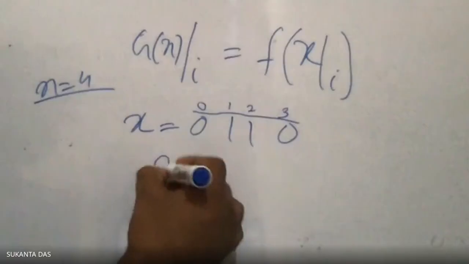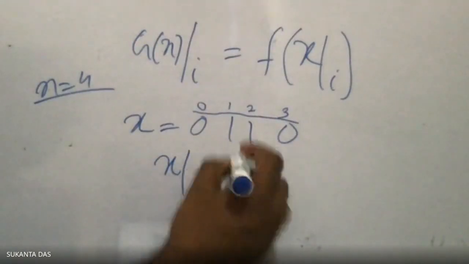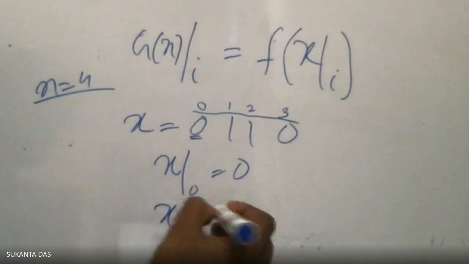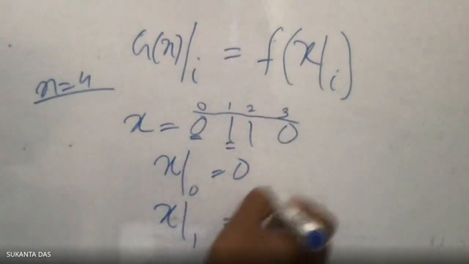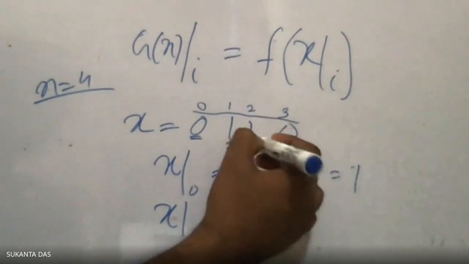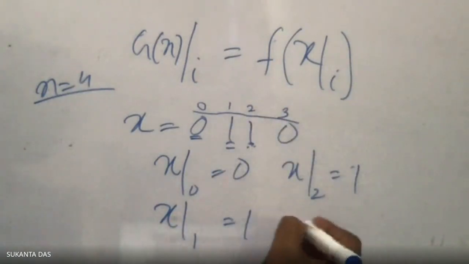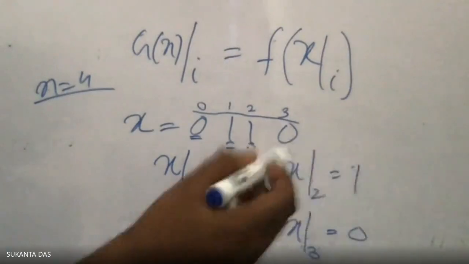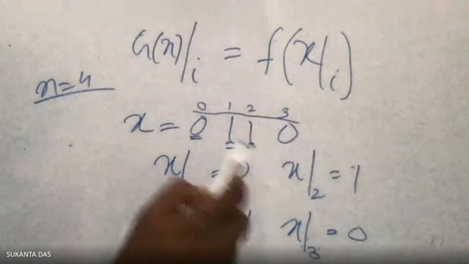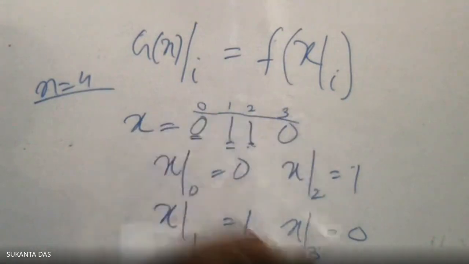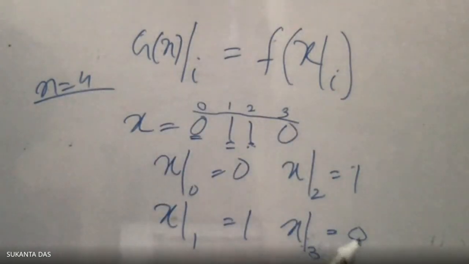So x0 means this bit 0. x1 means this one. Similarly, x2 means this bit. So this bar means this one. x3 means 0, meaning I'm putting a restriction. Means from these four bits, 0, 1, 2, 3, I am extracting this third one, right?